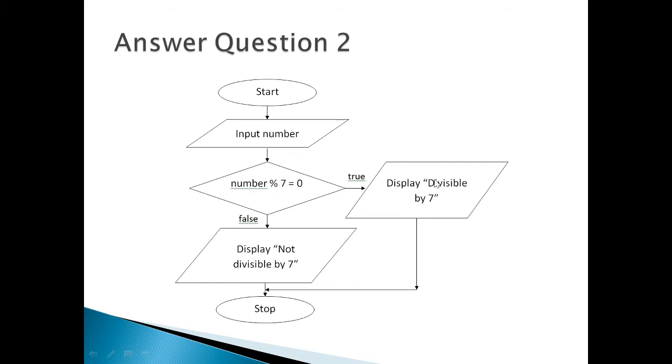When it's true, display divisible by 7. When it's false, display not divisible by 7. And then check your flows. Both will go to stop. I hope you can understand question 2.